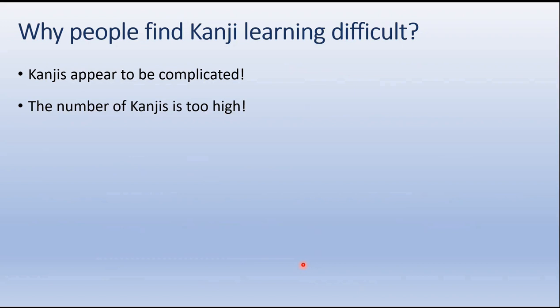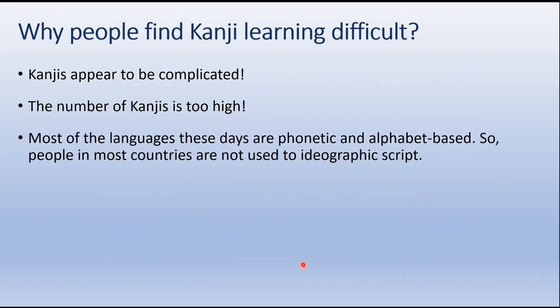The number of kanjis is too high. Hiragana and katakana have 46 characters each. However, kanjis go into thousands. Almost more than 2000 kanjis are there in the Japanese system. So learning all those requires time, and memorizing them is also difficult. Most of the languages these days are phonetic and alphabet based. So people in most countries are not usually familiar with this ideographic style of writing. So this is another reason why the beginners of Japanese learning are unable to associate kanji with their own languages.